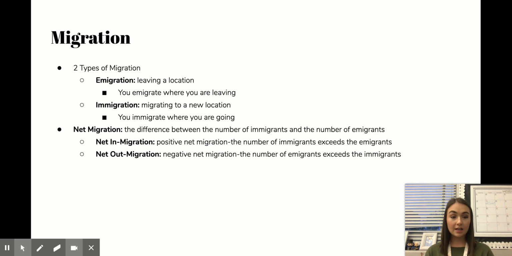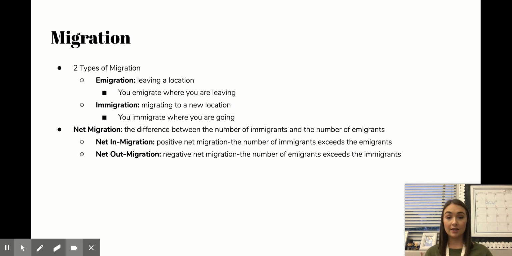Net migration is how countries measure how their population is being affected by migration. So net migration is the difference between the number of immigrants with an I and the number of emigrants with an E. This is how countries see if they have more people coming in or more people going out. Net in-migration is when the number of I immigrants exceeds the number of E emigrants. So that means they have more people coming into their country and wanting to live there than they have wanting to leave and go to another country.